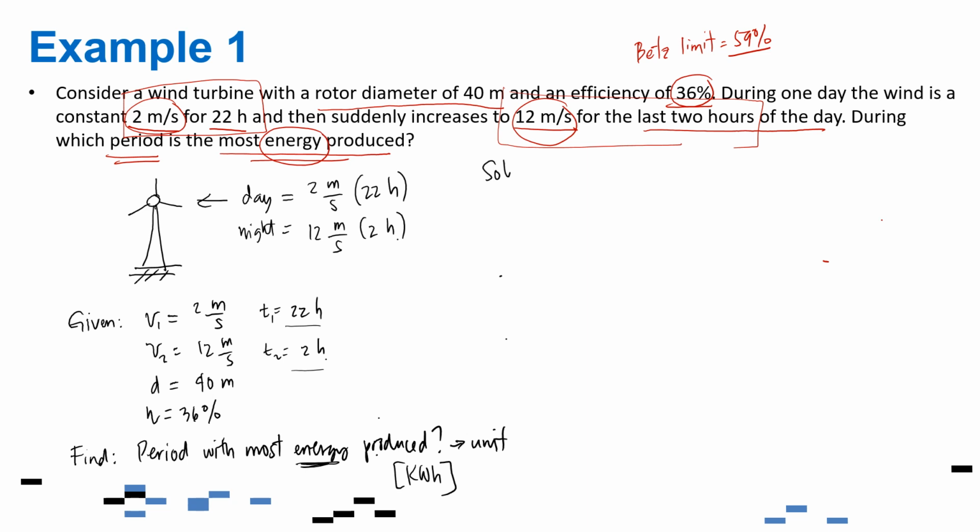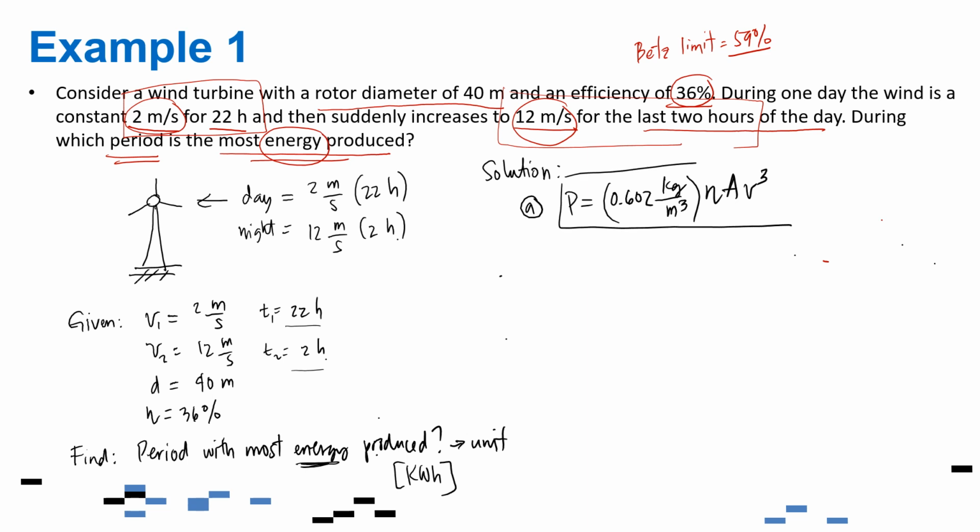So, solution. What is our main formula for getting the power for wind turbines, for wind energy? Power is equal to 0.602 kilogram per cubic meter, which is the one-half density, times the efficiency, times the area, times the velocity to the power of 3, or V cubed. Mainly this is our formula for getting the power of the wind.